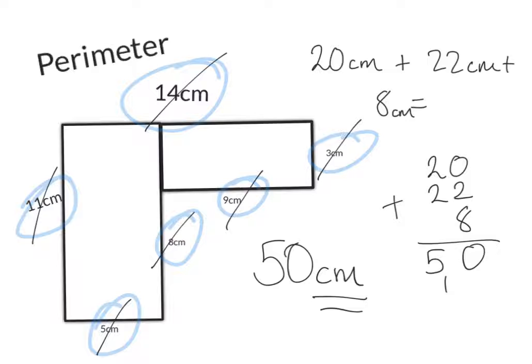I think the reason that lots of children are getting it wrong is because you're not doing the crossings out. So you must make sure once you're done that you cross it out. Okay, let's have a look at another example, but this time I'm going to add in some missing sides.